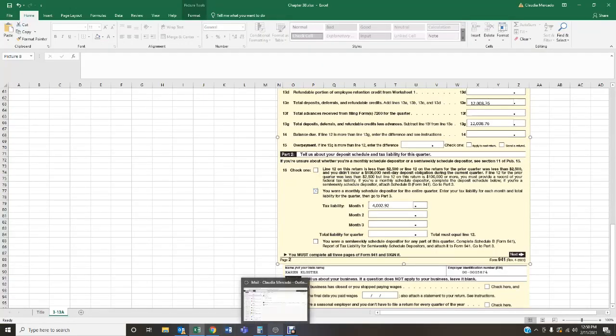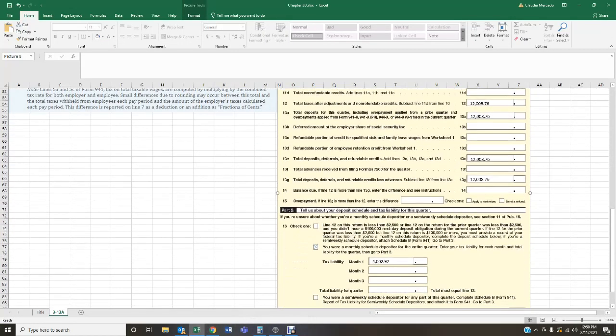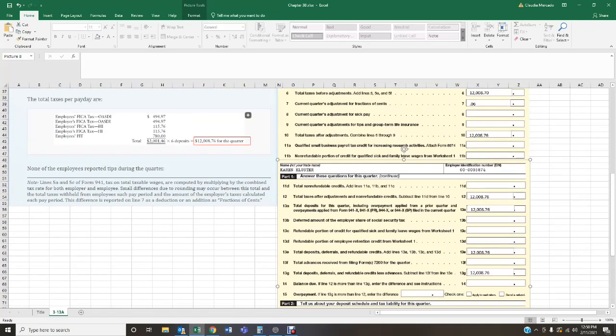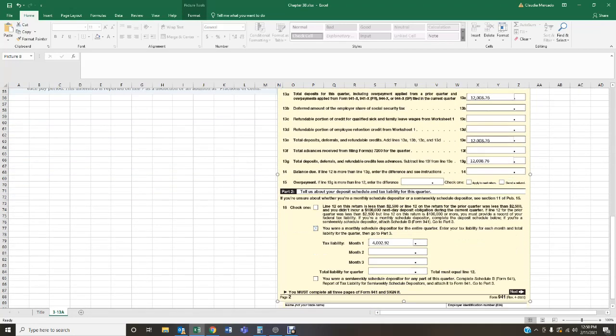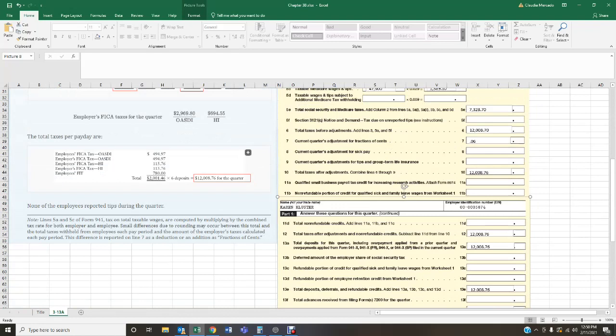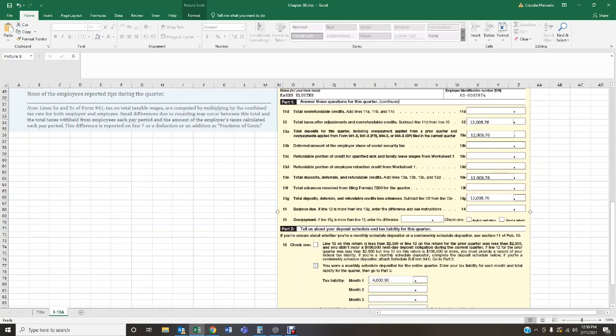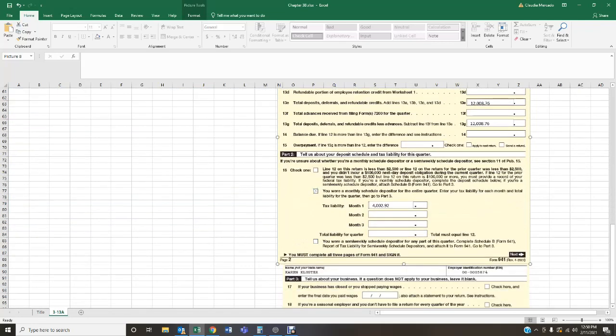Sorry about that. Where did my other one go? Okay, 4,292. So we're going to go ahead, and it was 2,146 times 2. And then what it said over here, lines 5A and 5C, a small difference may occur between this total and the total taxes withheld from each pay period and the amount of the employee's taxes calculated each pay period. The difference is reported on line item 7 as a deduction. Okay, we've already done that. So month 1, 4,292.